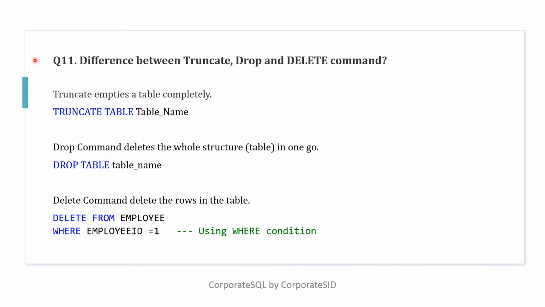Difference between truncate, drop, and delete. Truncate empties a table completely. Drop command deletes the whole structure, the whole table in one go. And delete command deletes the rows in the table.